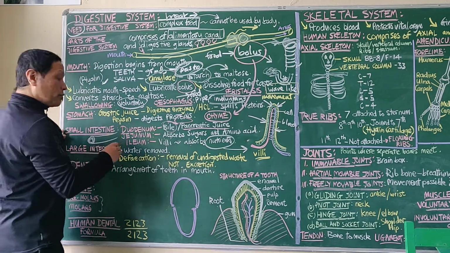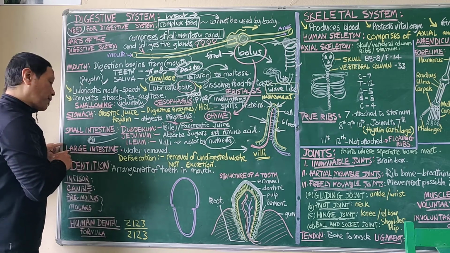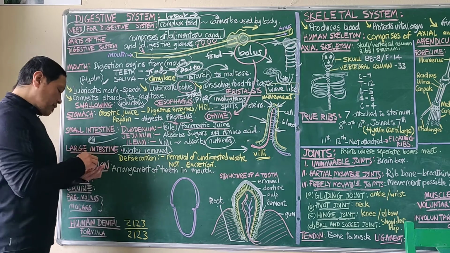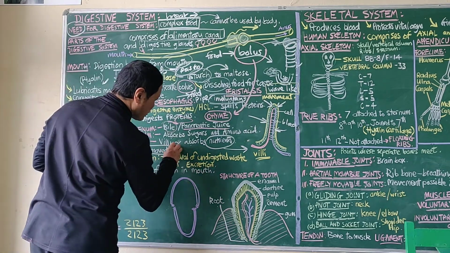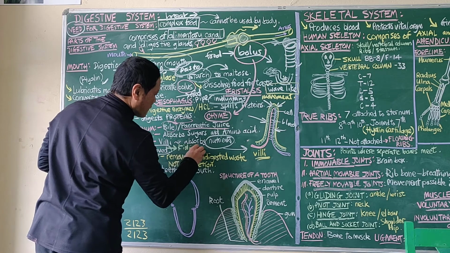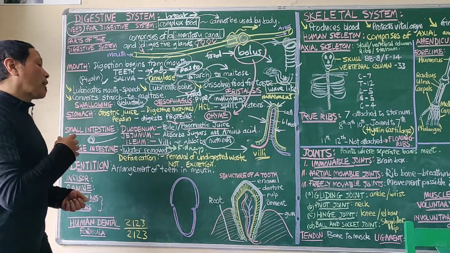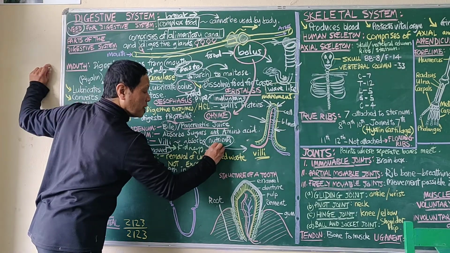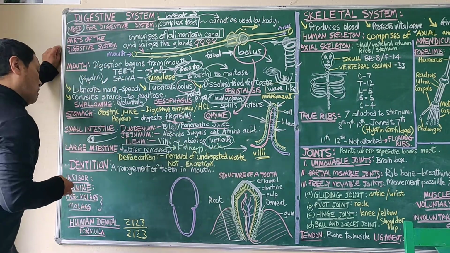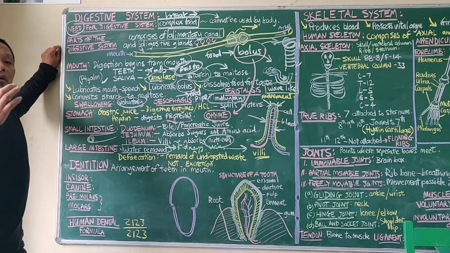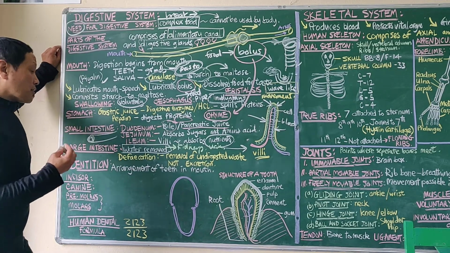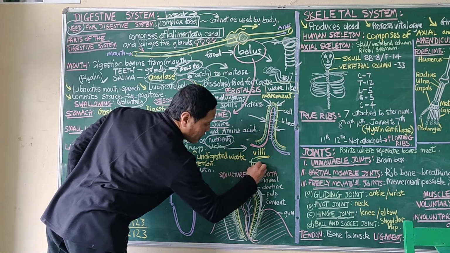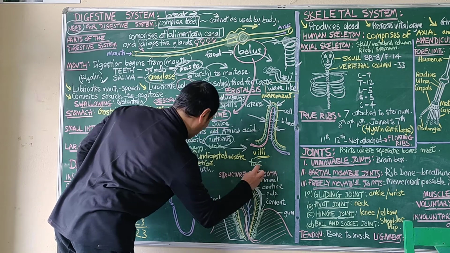And then it moves into the large intestine, where most of the water is absorbed. This water is then sent to the kidneys, where further filtration occurs and water is eliminated out of the body in the form of urine. Okay? And the rest of the undigested waste is then removed in the form of feces, or fecal matter.